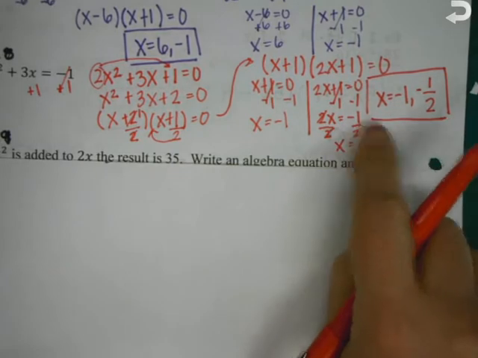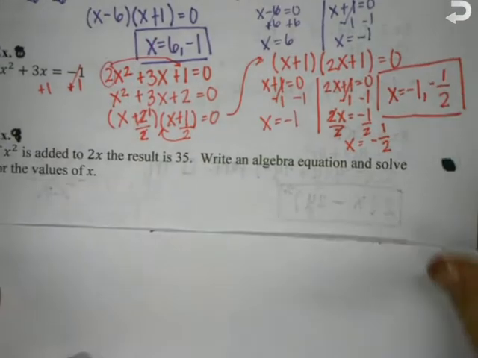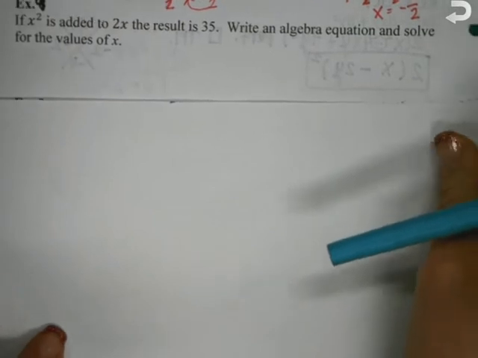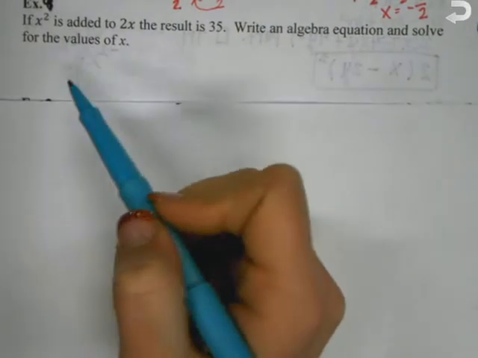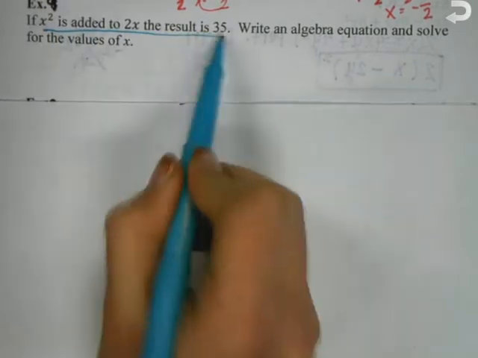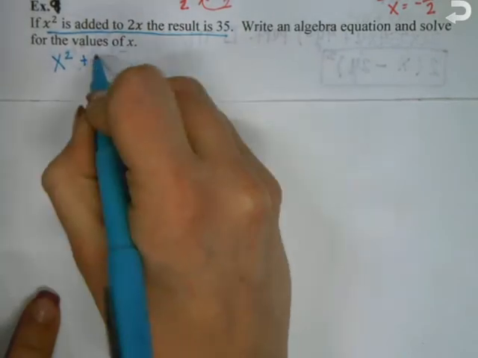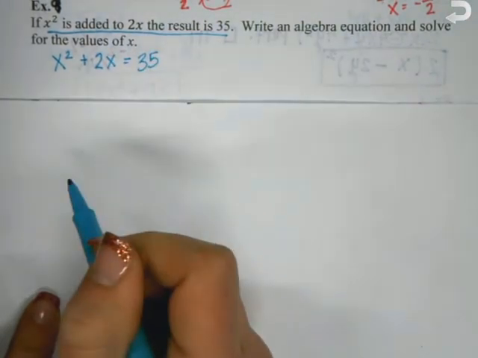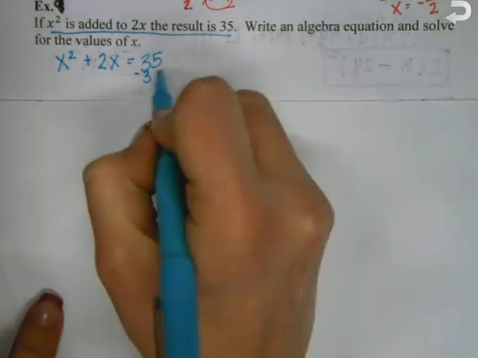If x squared is added to 2x, the result is 35. Write an equation and solve for the values of x. So how would I do this? First, let's write an equation using this sentence. What would my equation be? x squared plus 2x equals 35. That's your equation. Okay, how do I solve this one? I subtract 35 from both sides. So that's going to give me x squared plus 2x minus 35 equals 0.